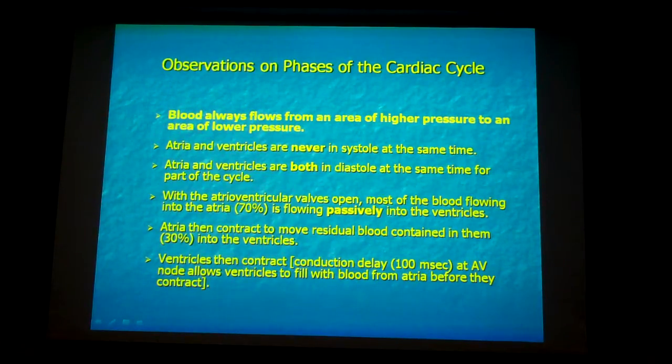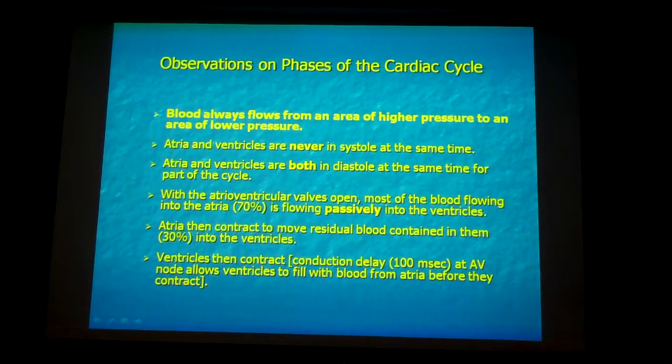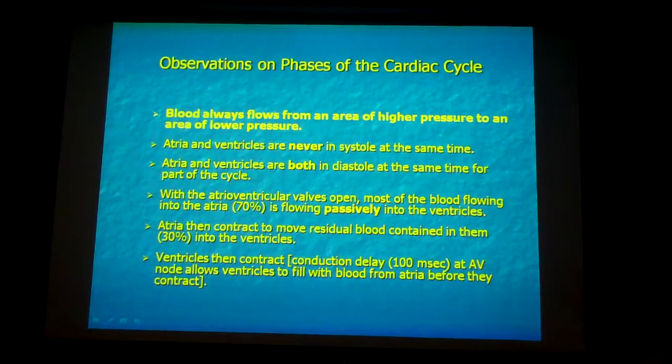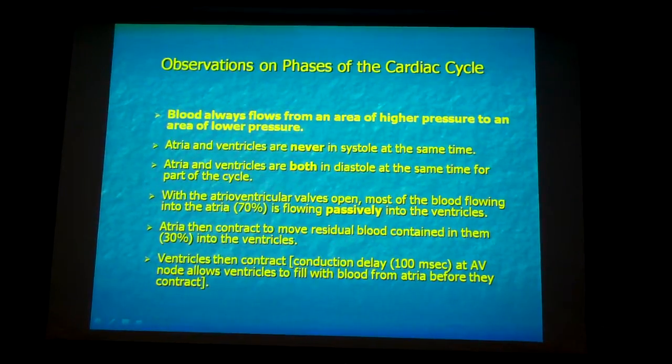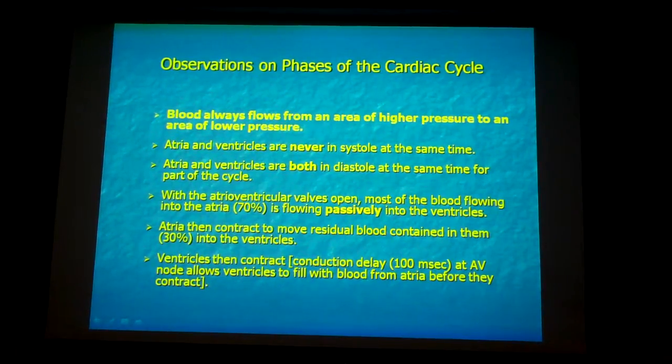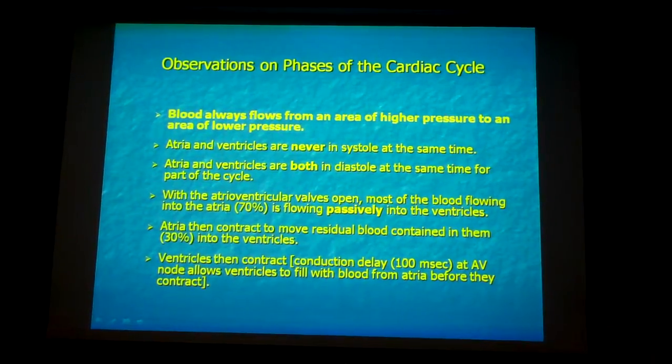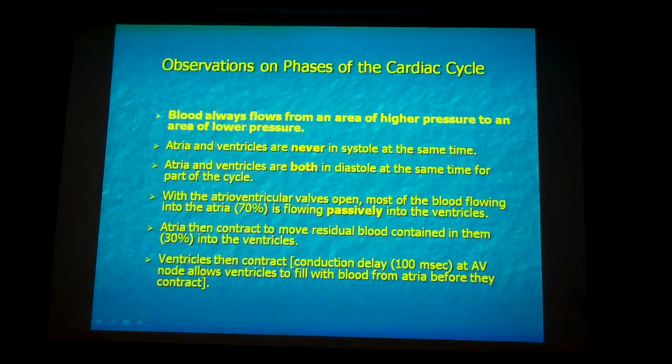All right. And we talked about passive flow of blood from the atria to the ventricles. We talked about this 100 millisecond delay at the AV node, didn't we? In other words, the conducting current starts in the SA node, doesn't it? Normally. It spreads through both atria and converges on the AV node, and then passes from there into the AV bundle and into the bundle branches in the interventricular septum, and finally the Purkinje fibers.